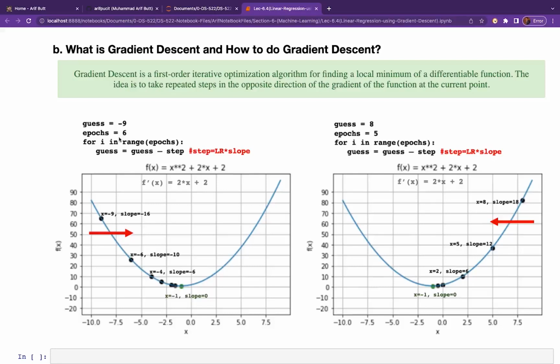The second line is the number of iterations, normally called epochs. Here I have kept it very small just for understanding. Its value should be kept reasonably large, otherwise you might not be able to reach your destination. Okay.